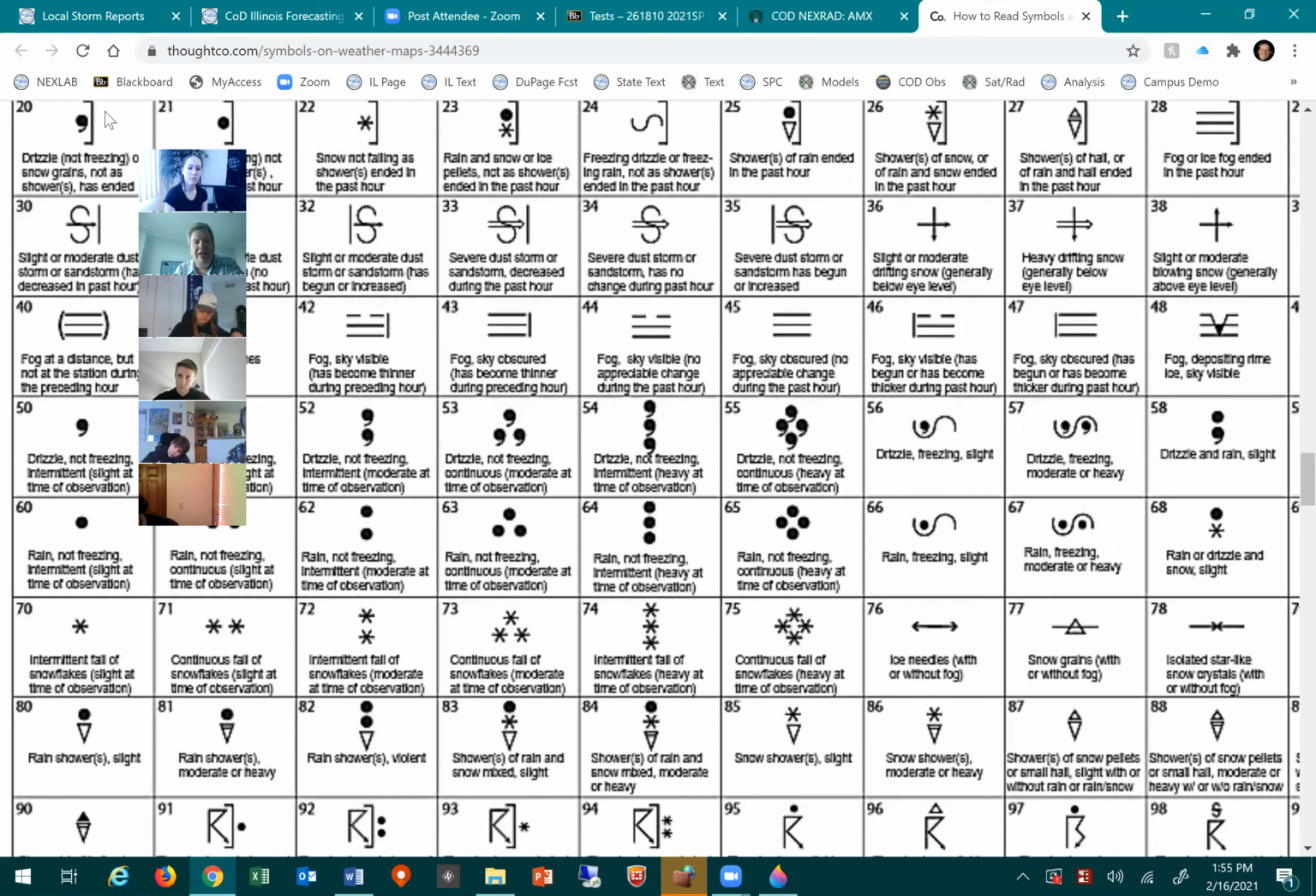Anybody know what VFR is? You ever heard of that term? It's visual flight rules. In other words, a beginning pilot needs to be able to see the ground, and they can't fly through clouds. They can't fly through zero visibility. It's called visual flight rules.